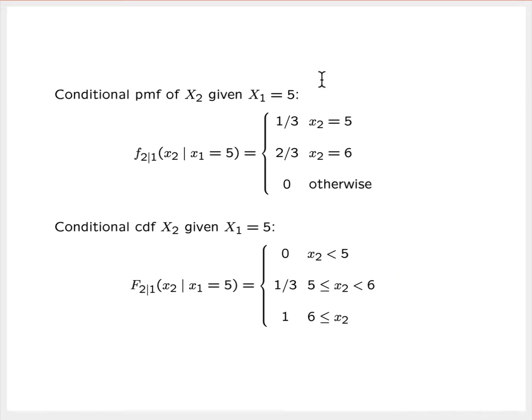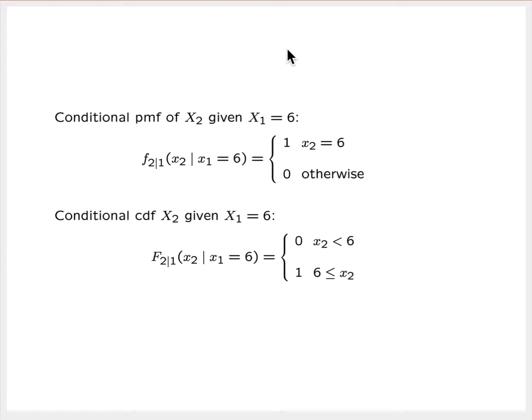When x1 is equal to 5, the only possible values that x2 can take on are 5 and 6. And so the conditional PMF of x2 given that x1 is equal to 5 will be 1/3 if x2 is equal to 5 and 2/3 if x2 is equal to 6. And then from that we calculate the conditional CDF.